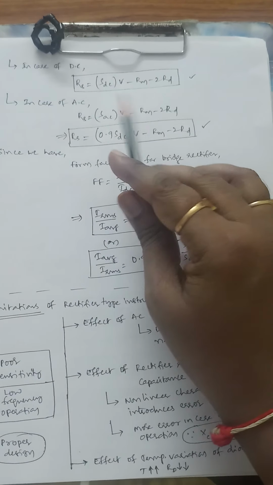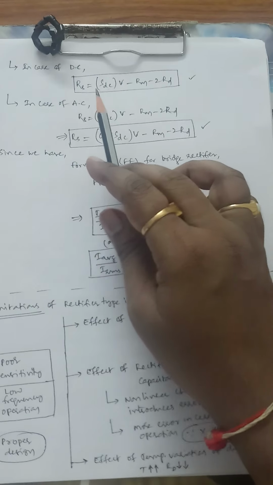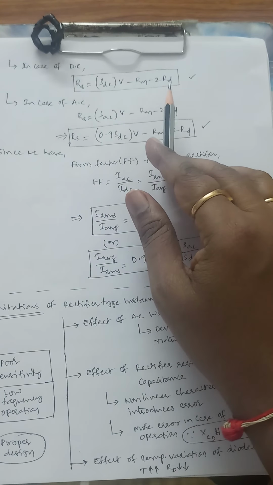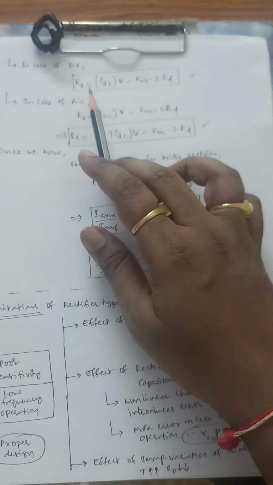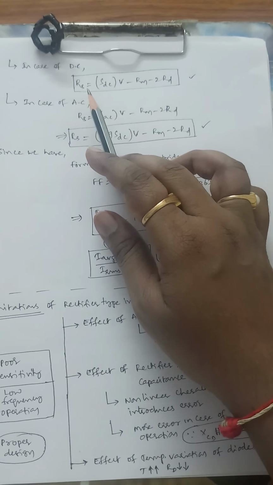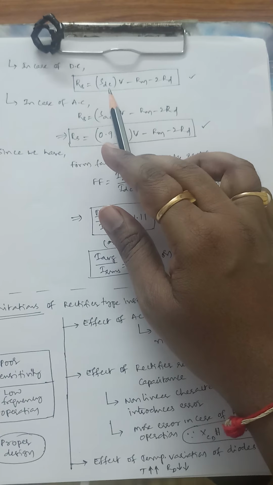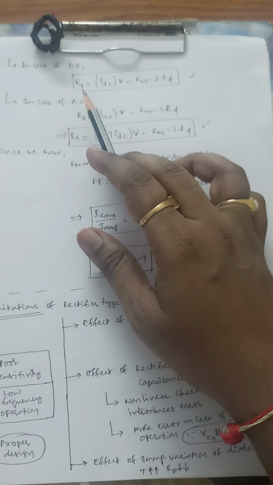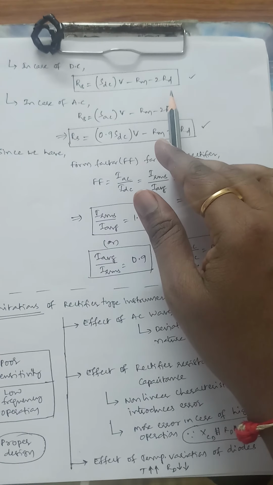To write it in detail, we can have RS equal to SDC into V minus RM minus 2RD. Consider that the RS design equation. In that, 1 by I average you can replace with the DC sensitivity, SDC into V minus RM minus 2RD. In case of DC operation, the RS design equation is this.